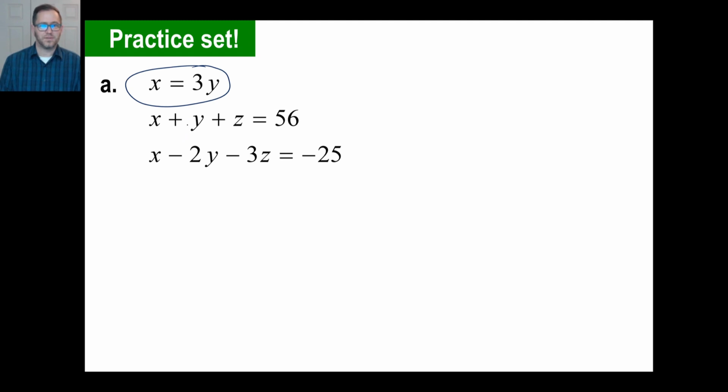Okay, so we'll do our equation. That's going to be 3y here and then 3y there. So 3y plus y is 4y plus z equals 56. Then we have just regular old y minus 3z equals negative 25. Okay, now let's get rid of the z's then.